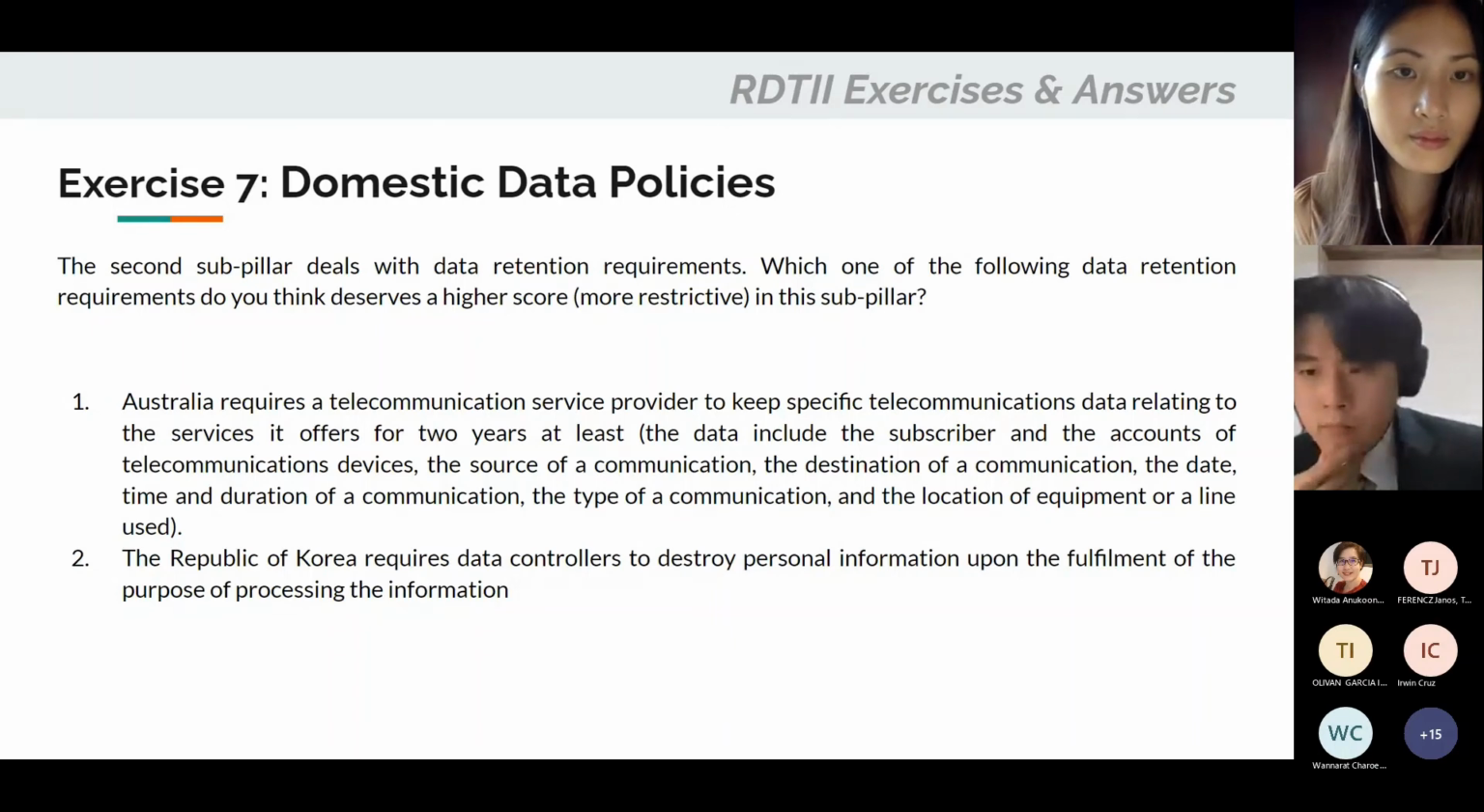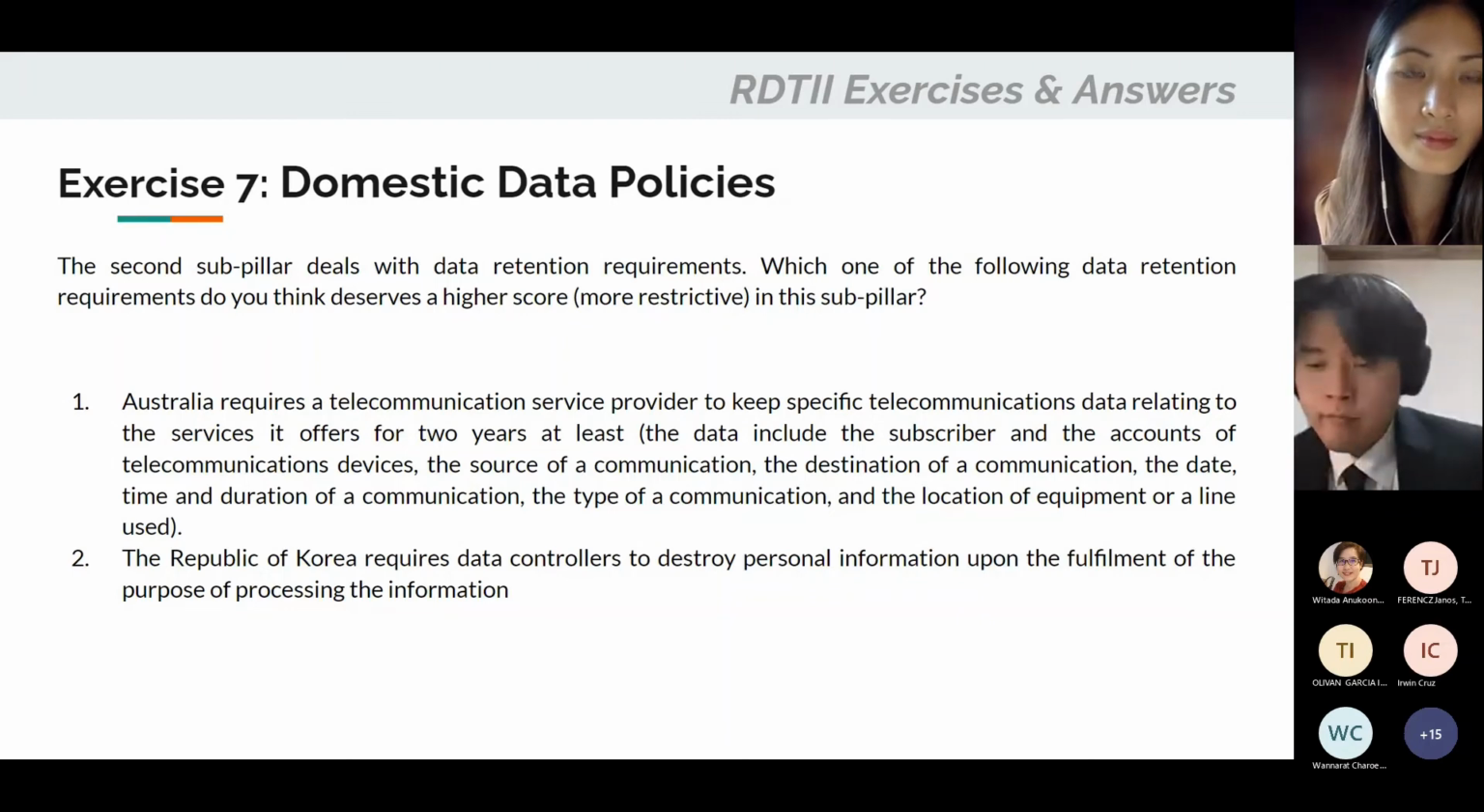NTMs in UNCTAD is more focused on goods. Yes, so that will not be much relevant when it comes to digital services. Okay, not much. Okay, thank you for the response.